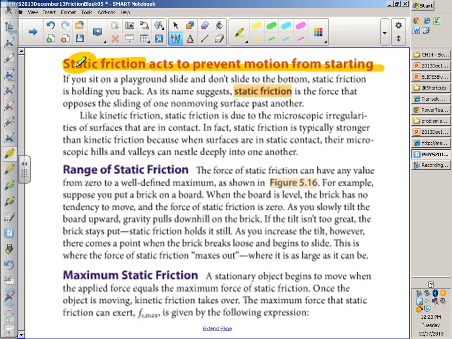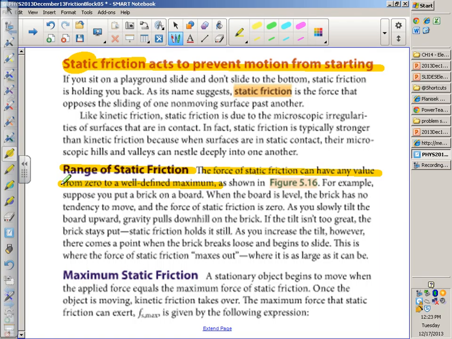Okay? I thought friction is based on the surface, correct? Yep. So the only thing I don't understand is if you put a little bit more force and it still didn't move, that means the friction and force would be more. What we find out is that static friction, the force of static friction, can have any value from 0 to a well-defined maximum.